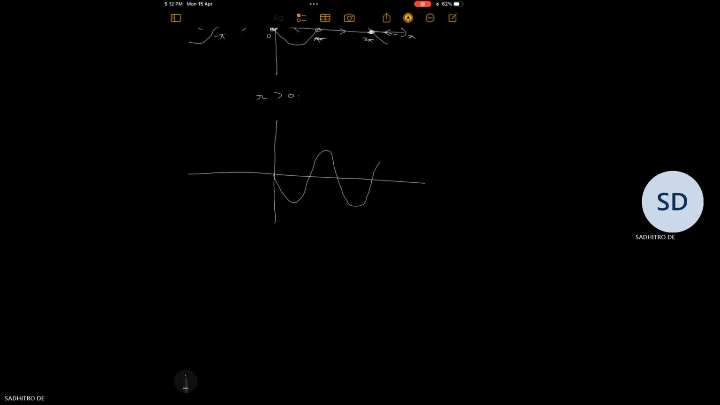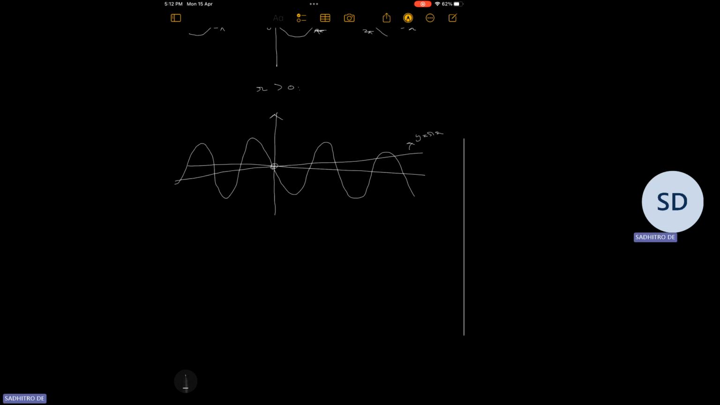Suppose this is my minus sin x function, which oscillates like this. And y equal to rx will basically be a straight line passing through the origin like this. Then the fixed points of this equation are the points of intersection of this y equal to rx graph with the minus sin x curve. So this is one fixed point, here there is one fixed point, here there is a fixed point. So these are the fixed points of the equation.